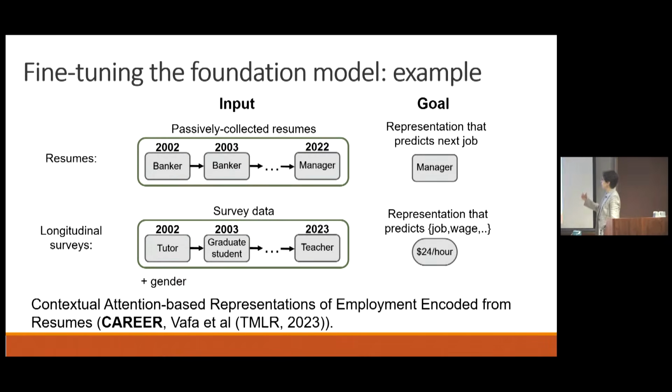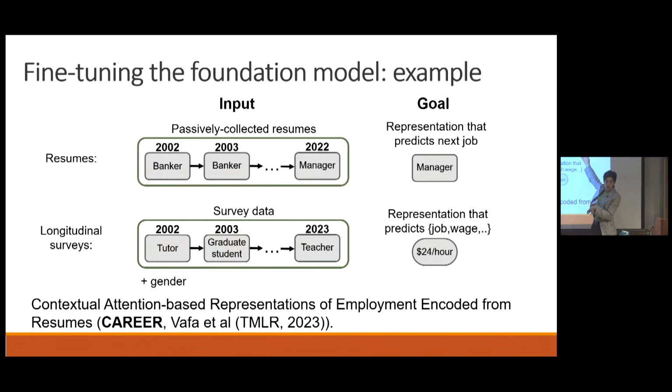So then what we're going to do in this pipeline is we'll build our foundation model on the passively collected resumes. Then we will fine-tune them on the longitudinal surveys. And our first paper in this series was looking at this as a fine-tuning, transfer learning problem, and looking at this first question of, well, why don't I just train a transformer model directly on this data?